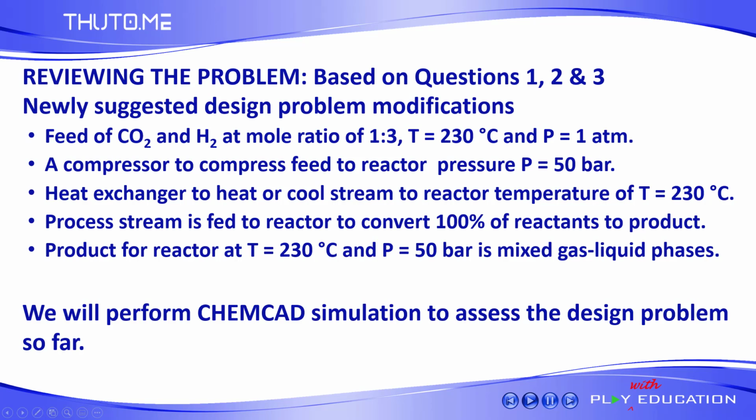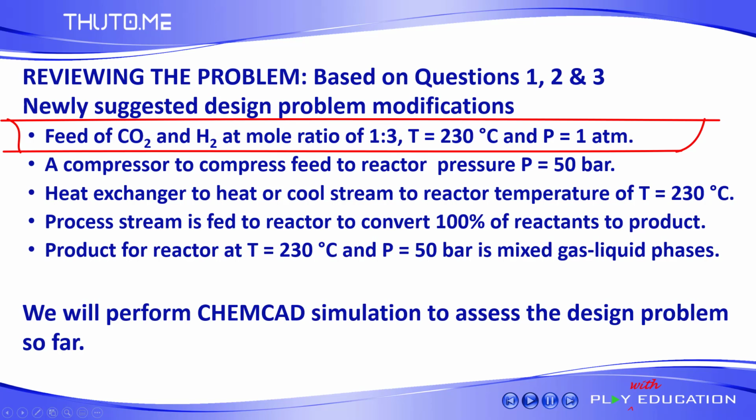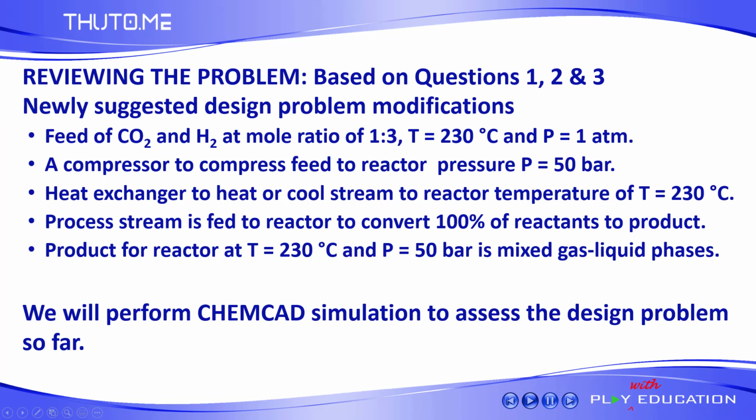Okay. The revised problem so far looks like this. We are feeding a gas mixture of carbon dioxide and hydrogen at mole ratio of CO2 to H2 of 1:3. The feed stream conditions are taken to be at the previously stated conditions of a temperature of 35 degrees Celsius and a pressure of 1 atmosphere. The methanol synthesis reactor operates at a temperature of 230 degrees Celsius and a pressure of 50 bar.